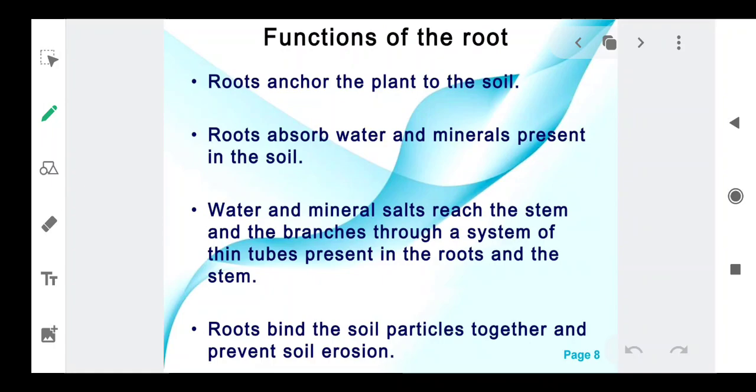Now function of root. Root anchors the plant to the soil. Root is attaching the plant to the soil. Root absorbs water and minerals present in the soil. What is the root doing? Root is absorbing water and minerals present in the soil. Water and mineral salts reach the stem and the branches through thin tubes present in the root and the stem. Root binds the soil particles together and prevents soil erosion. These are the different functions of root, as you can see.